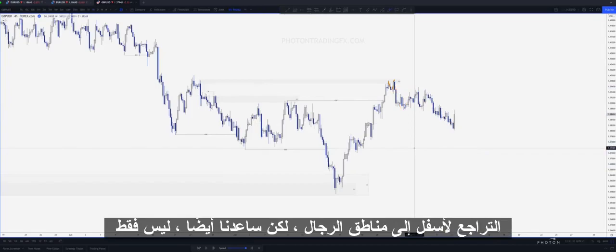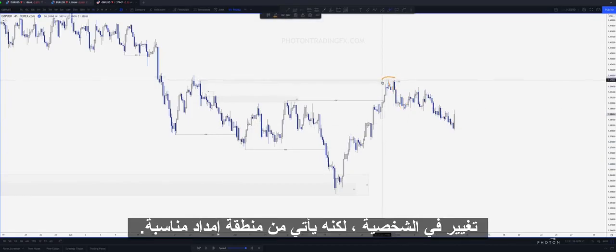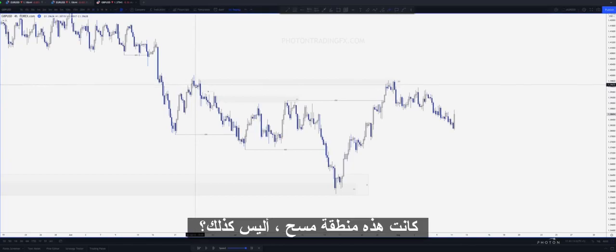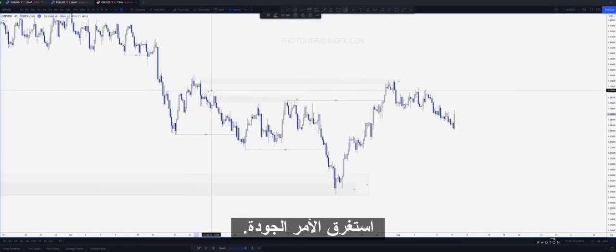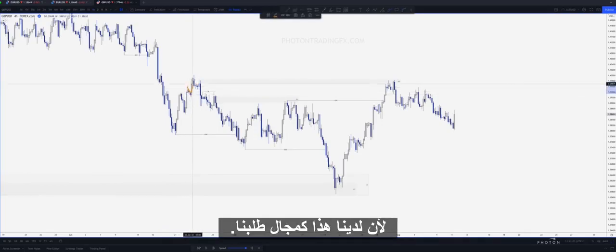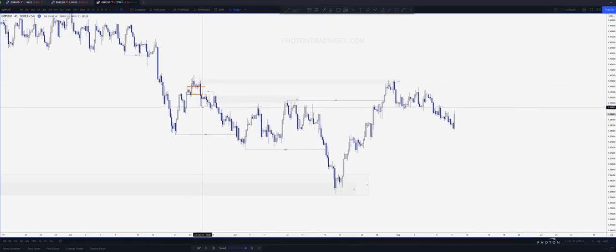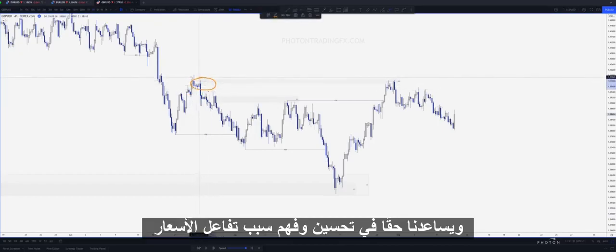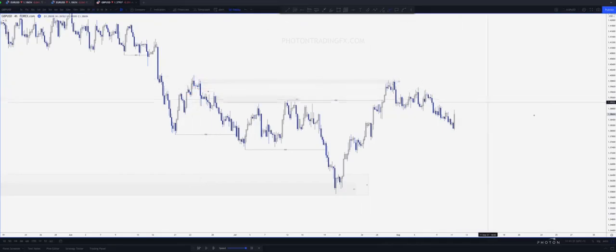But what also helped us, not just a change of character, but it comes off a decent supply zone. This was a sweep zone, right? It took liquidity. It has inducement in front. It's also a flip zone, right? Because we have this as our area of demand. So price came into it, took liquidity there, flipped, CHoCH, right? All of these concepts, can you see how they just apply everywhere? And it really helps us to refine and understand why price is reacting strongly from these zones.